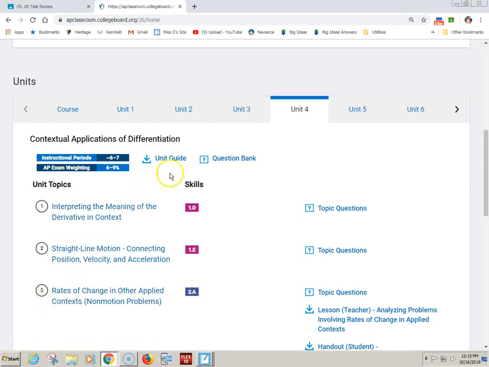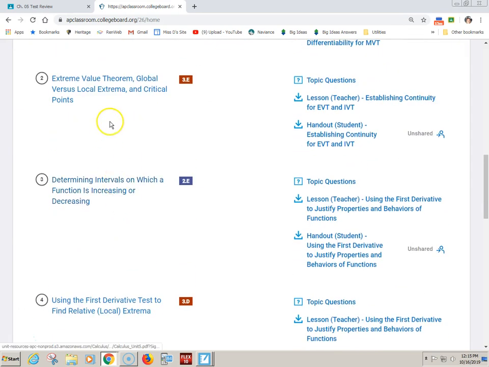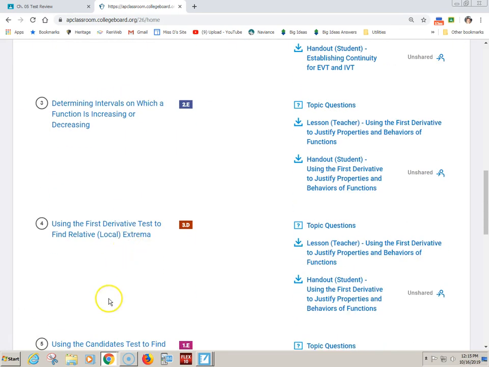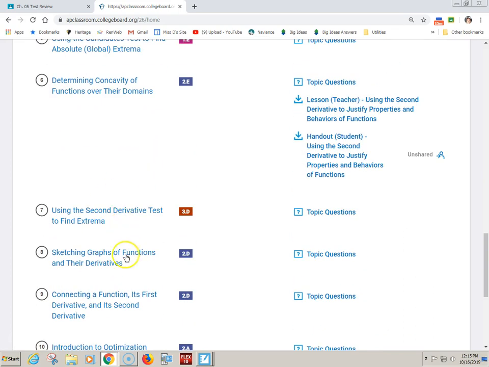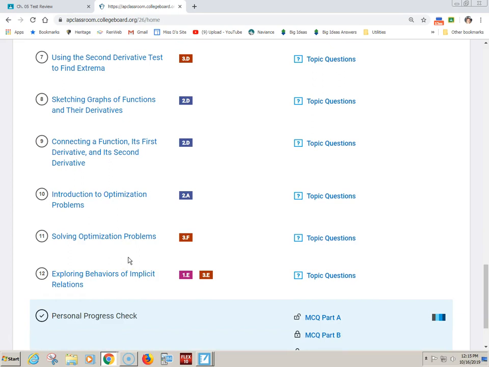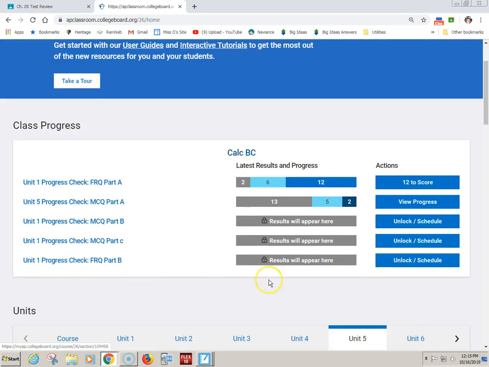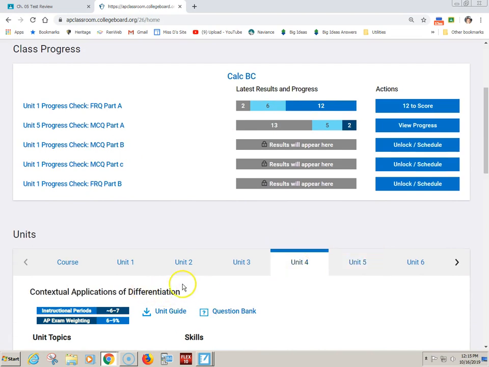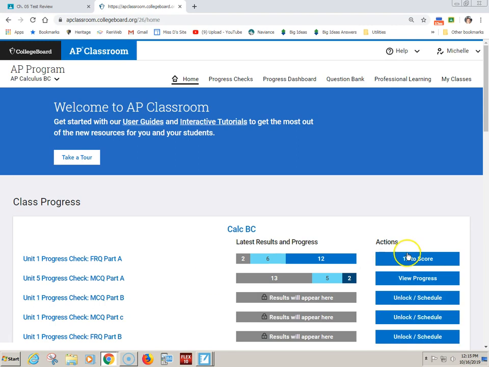tried the whole thing. Unit 5 brought in MVT, brought in absolute extrema, local extrema, increasing, decreasing, relative extrema versus absolute, concavity, points of inflection, optimization. So it had all the graphing stuff, and optimization was Unit 5, and Unit 4 was related rates and linearization. And that's pretty much what's on the test tomorrow. So they were taking as much as they could.